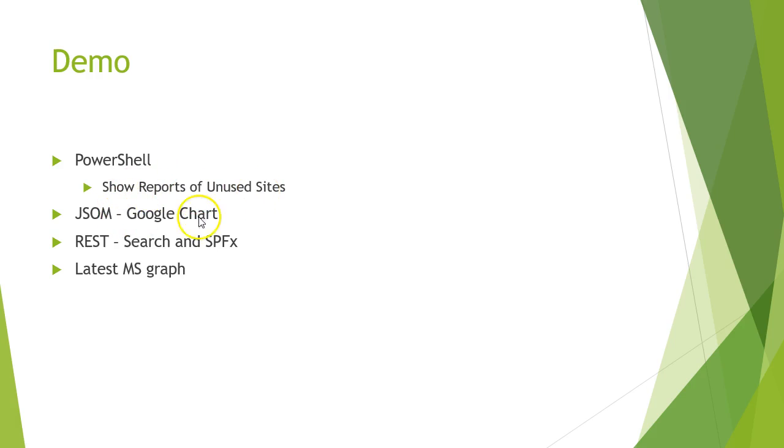Then we look at a Google chart which is using JSON code. Then we look at a REST app in a classic page and also an SPFx app, and a latest Graph app which is simply using the Graph API, or you can use the REST API also.